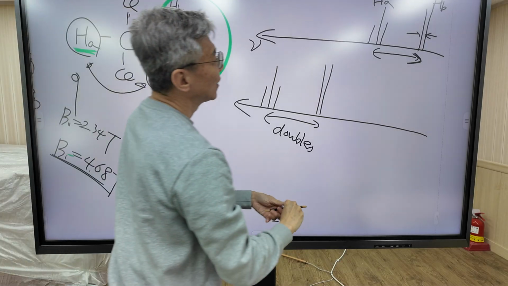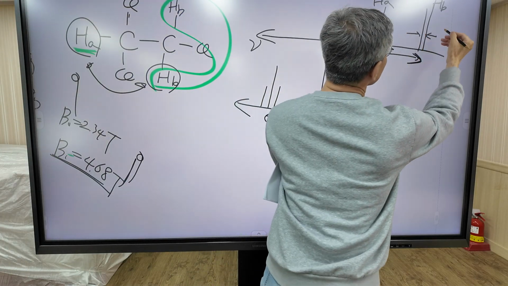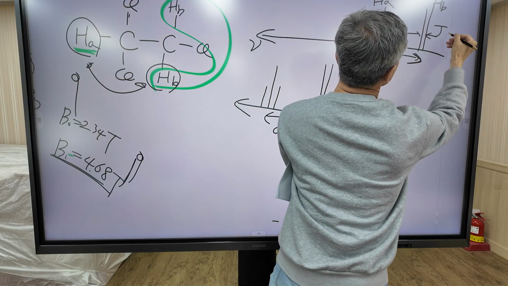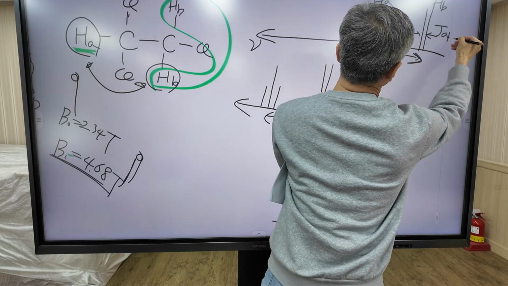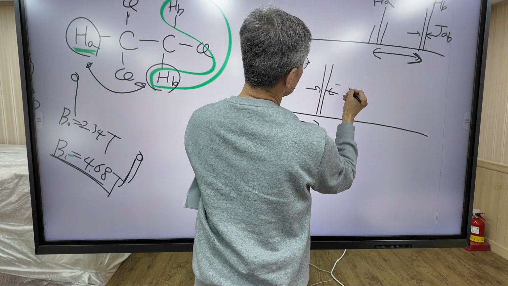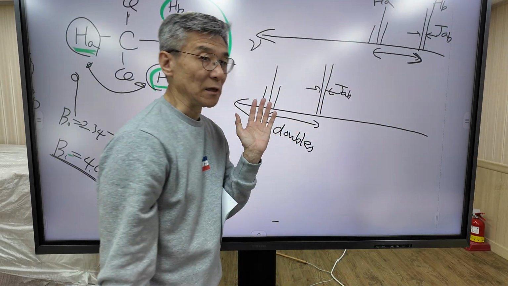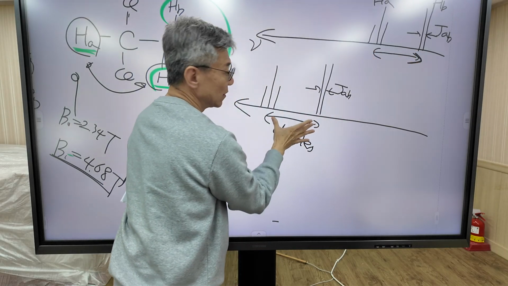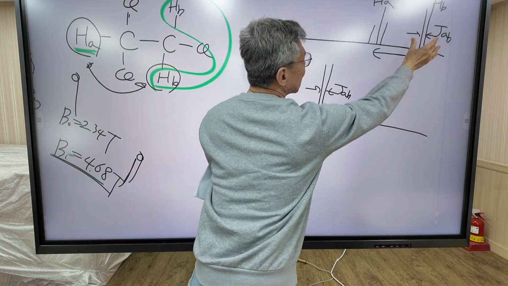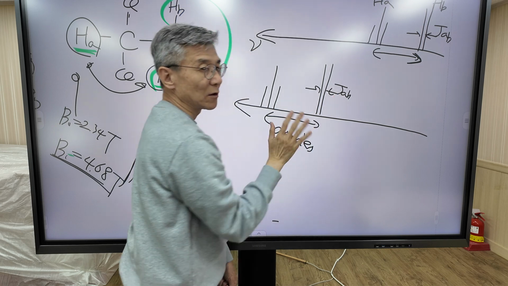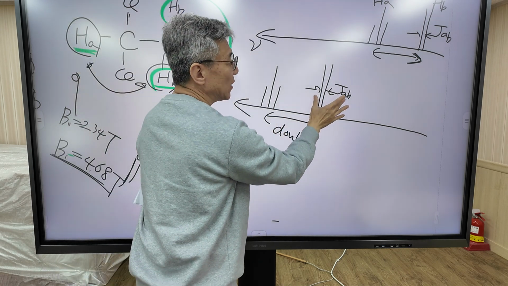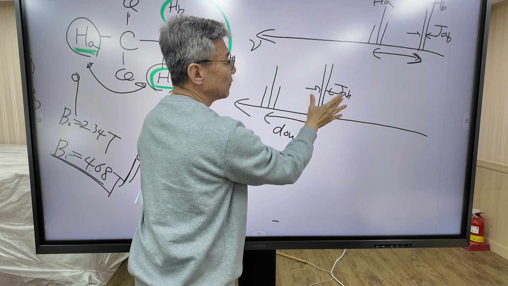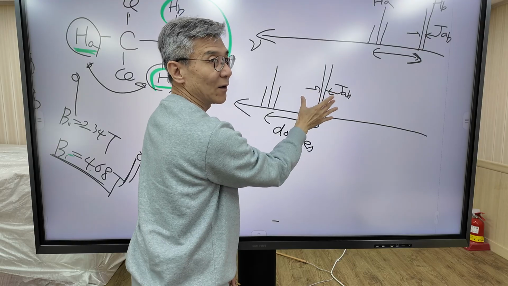But this spacing, which is called JAB, does not change. The spacing between two groups of peaks doubles, but the spacing JAB does not change. JAB does not depend on the field strength B0, right?